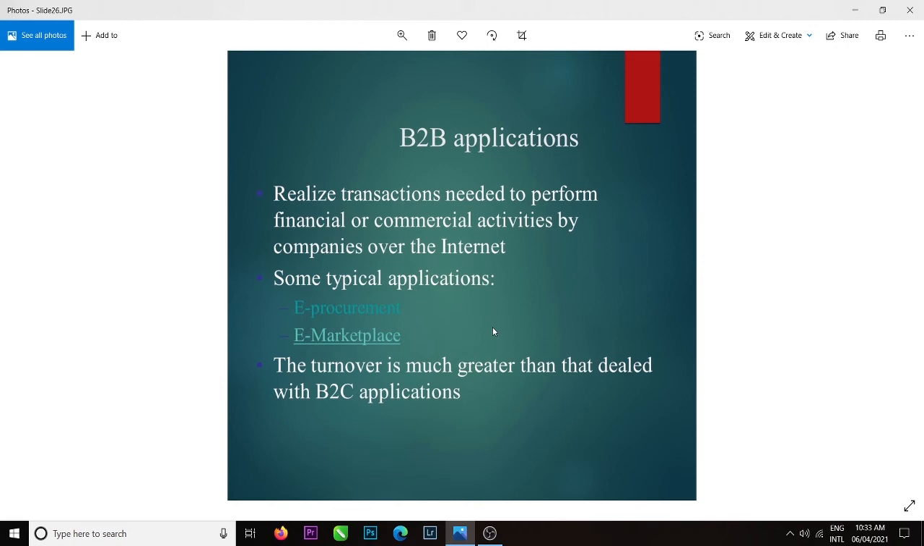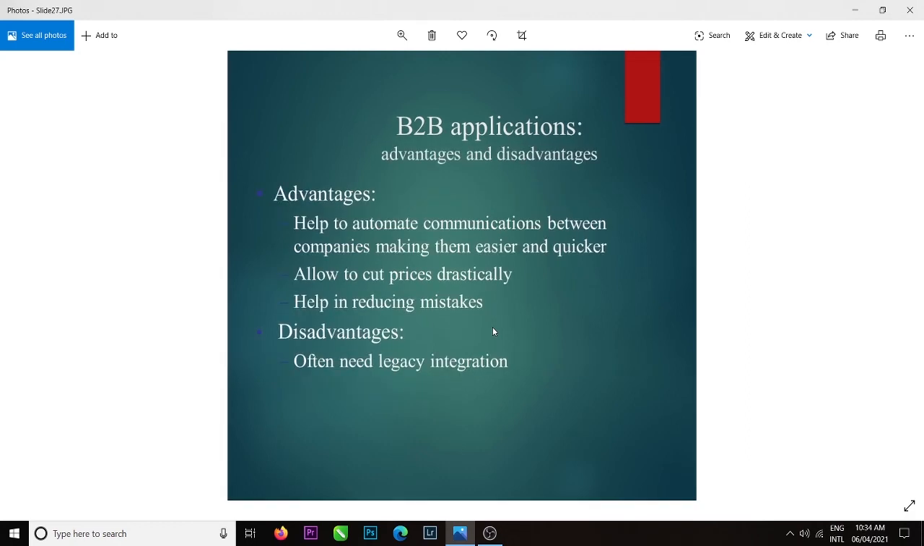Then e-marketplace, electronic marketplace. Certain platforms are there, websites are there, apps are there, where we can get the business. And the turnover is much greater than that of B2C applications. B2C is a consumer buying one product or 5 products or 10 products. But B2B is in crores, tons of iron. And a huge volume of trade takes place in business to business.